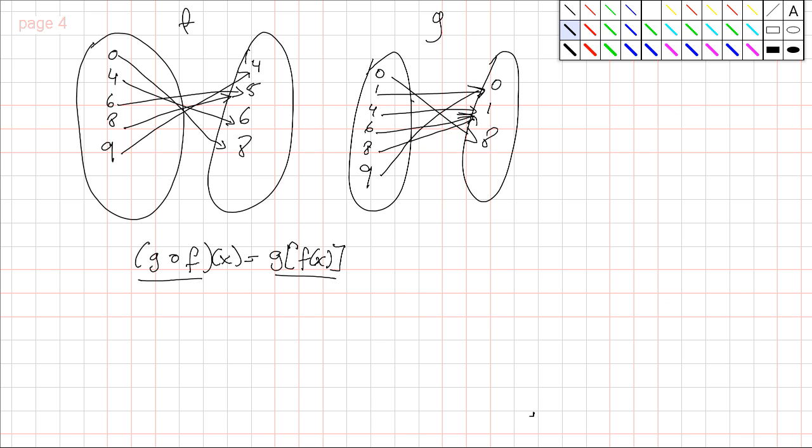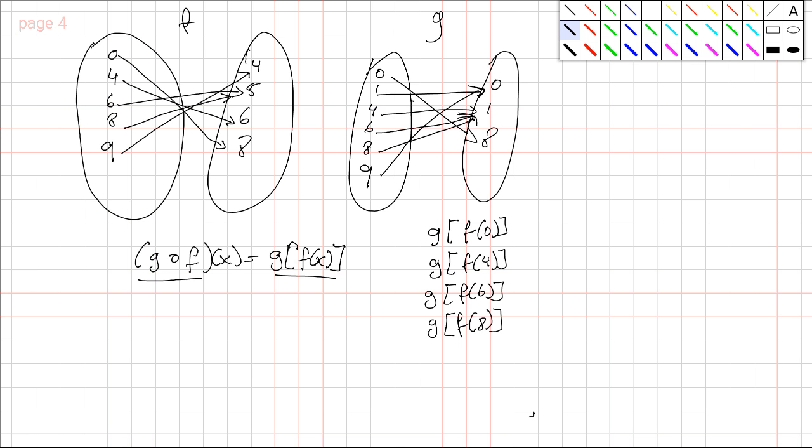So for the domain, remember that the domain is all the possible input values and the range is all the possible output values. So for example, first of all the domain, right? Since the function is inside, what you're looking for is g of f of 0. You're looking for g of f of 4. You're looking for g of f of 6, g of f of 8, and g of f of 9.